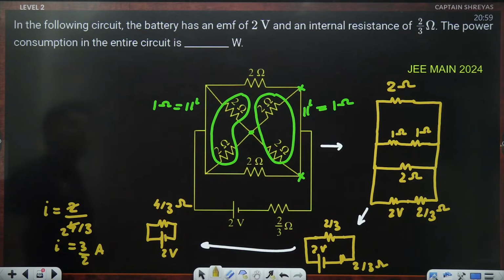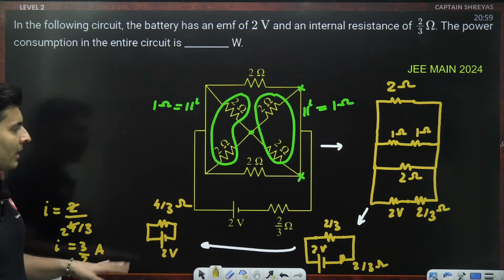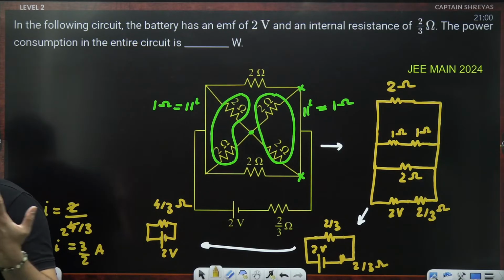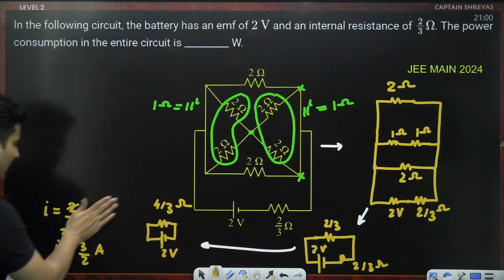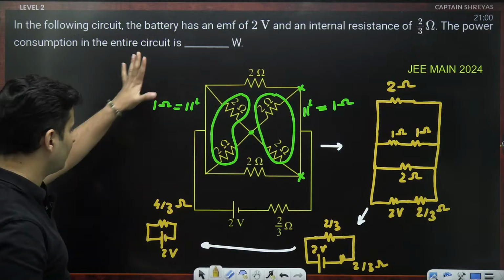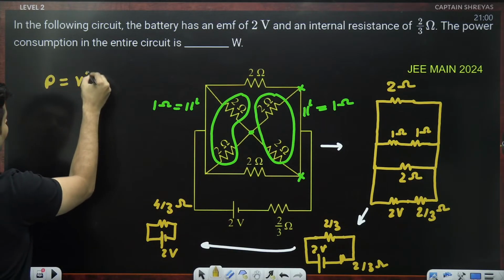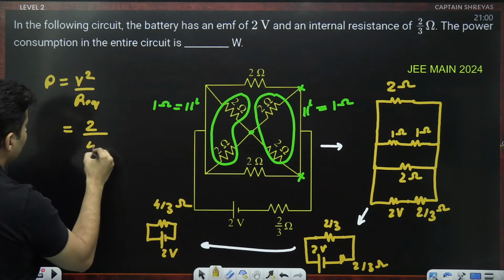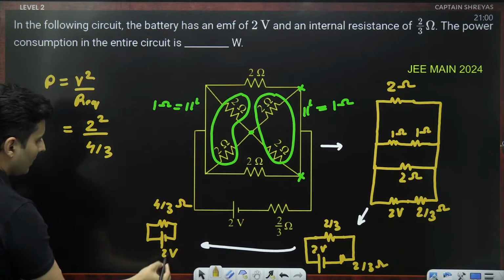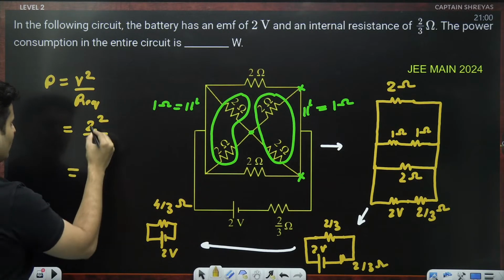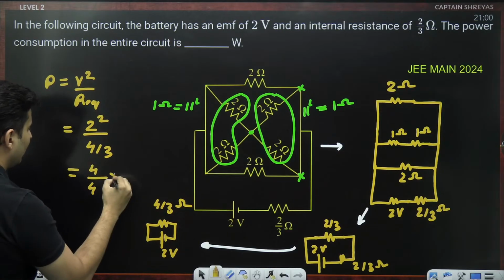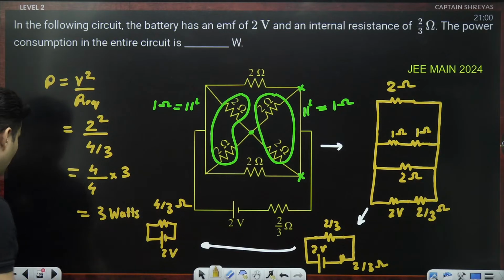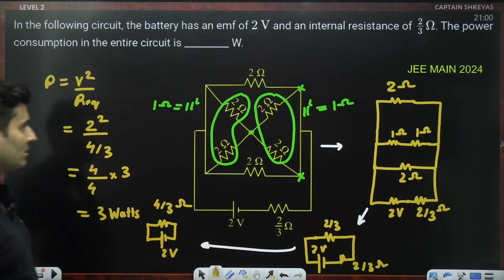But I think the question is, what is the power consumption of the entire circuit? Guys, I don't think I need even the current. It was not necessary. My bad. I thought about something else. The power is asked. Power is nothing but V square by R, but this R will be R equivalent. Voltage is 2. R equivalent is 4 by 3. So V square by R. 2 square is 4. 4 by 4, and that 3 goes on the top, cancels. So the answer is 3 watts. Just check this out. Yes, the correct answer is 3 watts.